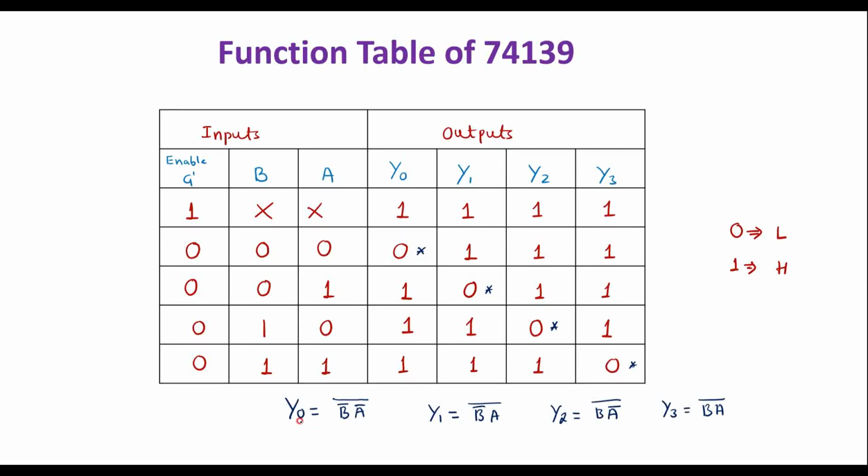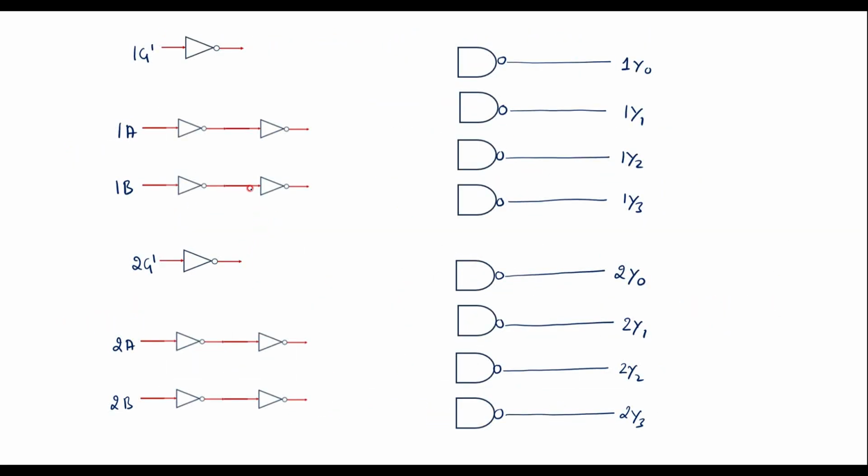We have Y0 is equal to B bar, A bar, whole bar. So here I can say B bar, A bar. Here we have 1A, here we'll get A bar. Here we have 1B, here we'll get B bar. First, the active low input signal should be connected to all the NAND gates. So this output should be connected to all the gates. Let me connect this to all the gates.